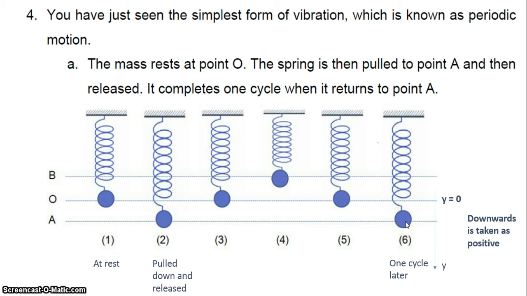There are a few things that we also need to explain. We define the distance traveled by the mass from its rest position to be y, and we take the rest position to be y equals 0. Then the spring gets pulled down to level A. Since we define downwards as positive, from O to A is a positive distance, so this mass here is at a positive value of y. This mass here is at a value of y that's 0. This mass here is at a value of y that is negative. This mass here is a value of y that is 0, and this mass here is a value of y that is positive. That's how it goes when we define downwards as positive.